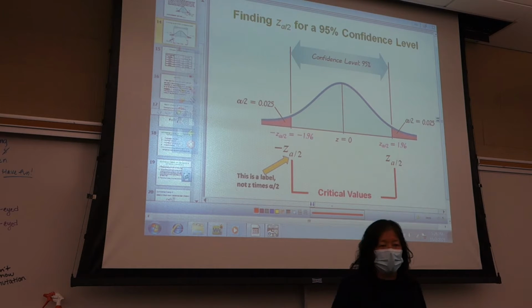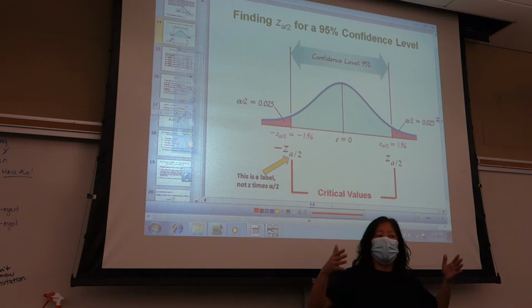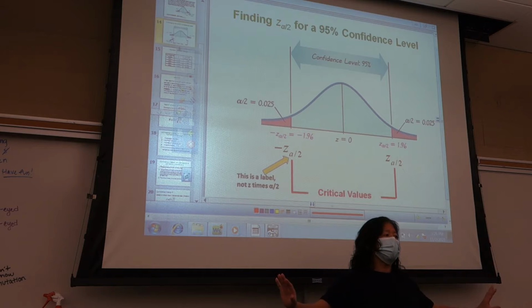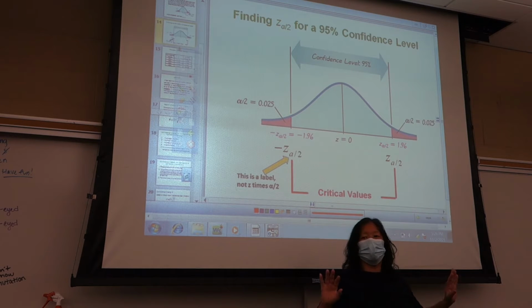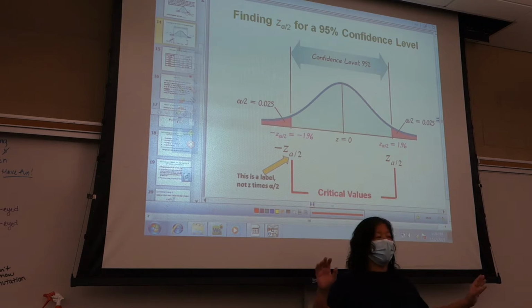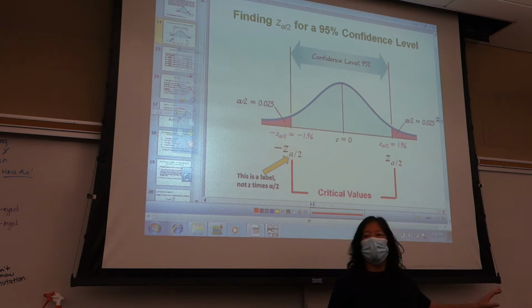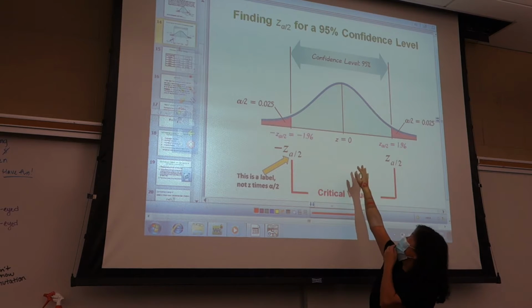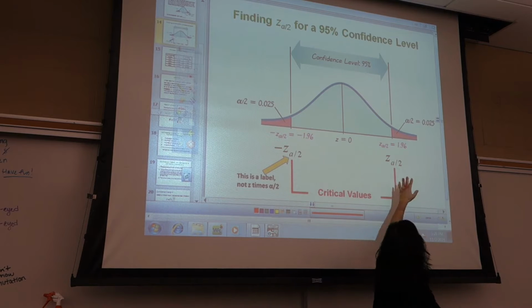If it was 90% on the inside, what's on the outside? 10%. My alpha is 10%. How much is in each tail? 5% in each tail. Does that make sense? 90% on the inside would be 10% on the outside, 5% on each tail. In this case, I have 95% on the inside, which means 5% on the outside, 2.5% in each tail.